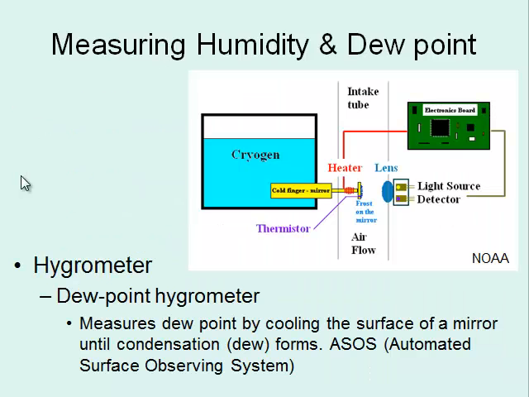We can also use a dew point hygrometer to measure dew point, and this is by using a mirror and seeing how that mirror actually fogs up or not, to see how much dew forms and condenses on that surface. And these can be automated systems as well, which is pretty neat.